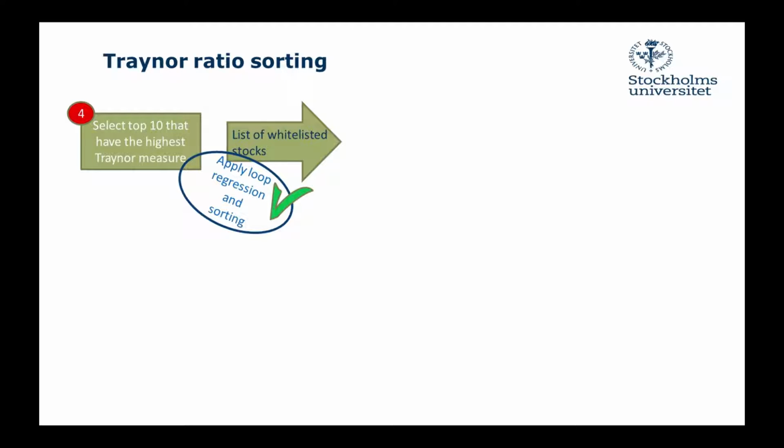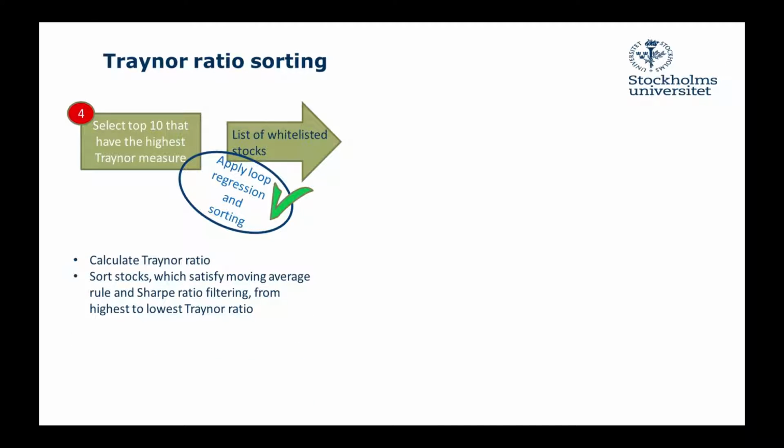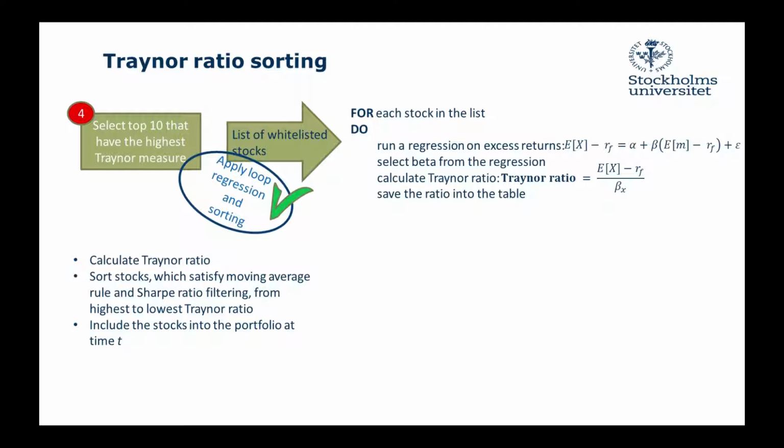This is the fourth block in our general algorithm. What we'd like to do is first calculate the train ratio. Afterwards we would like to sort the stocks which have passed our Shaw operation and moving average rule, from highest to lowest train ratio, and include them into the portfolio. We'd like to select the 10 with the highest train ratio and include them into our portfolio. This is the algorithm which we agreed to use in our basics video.